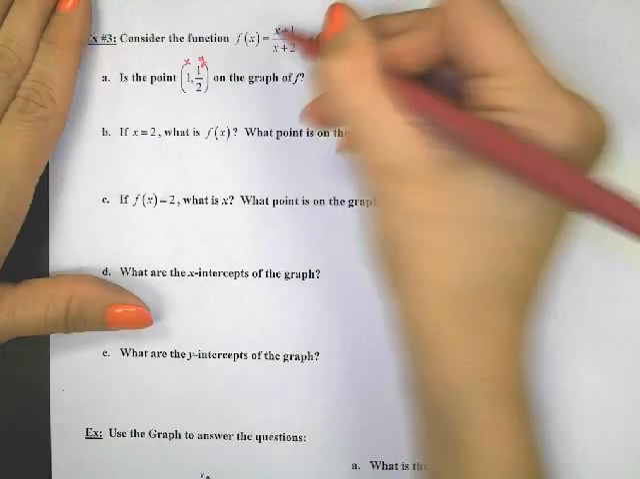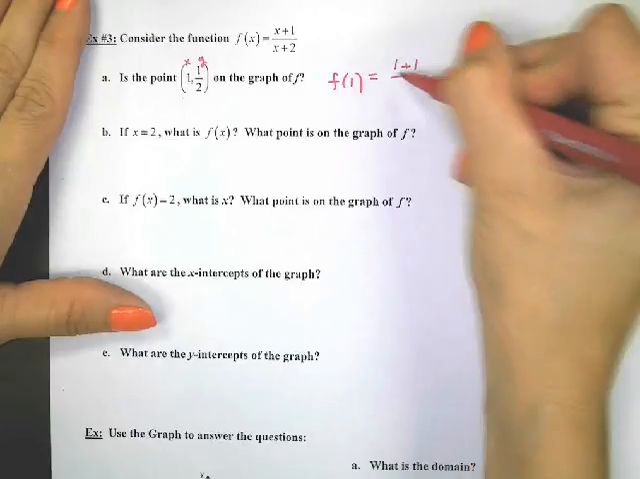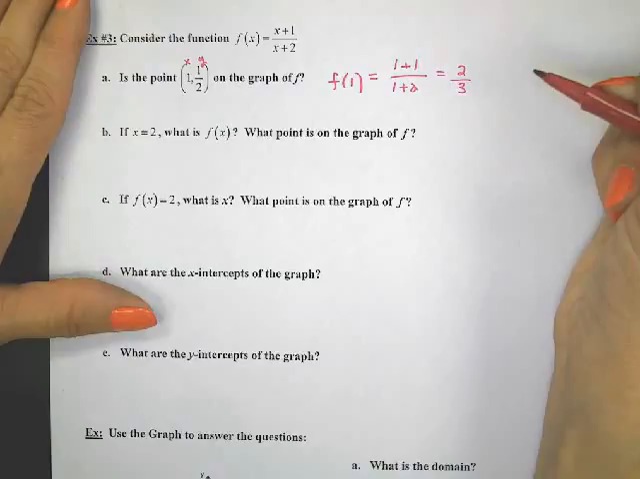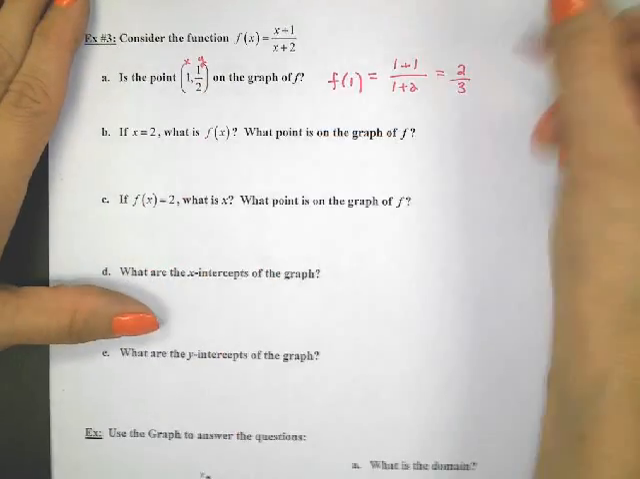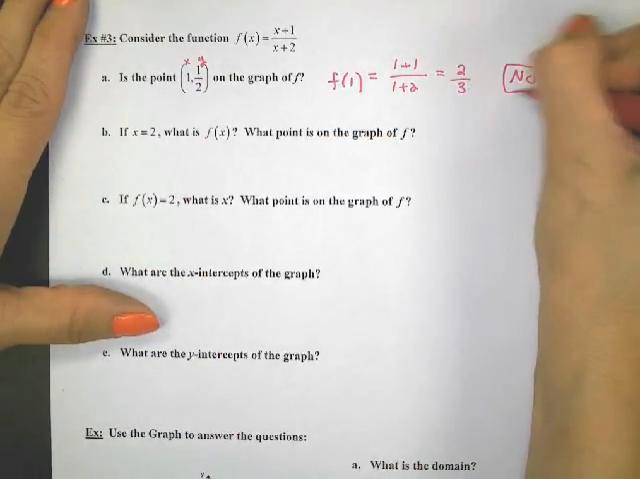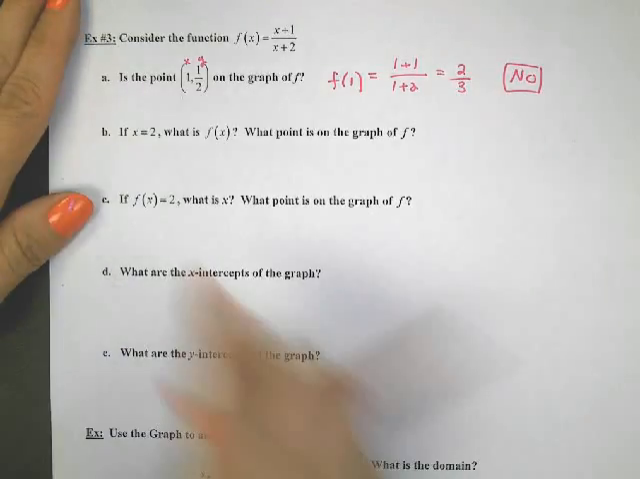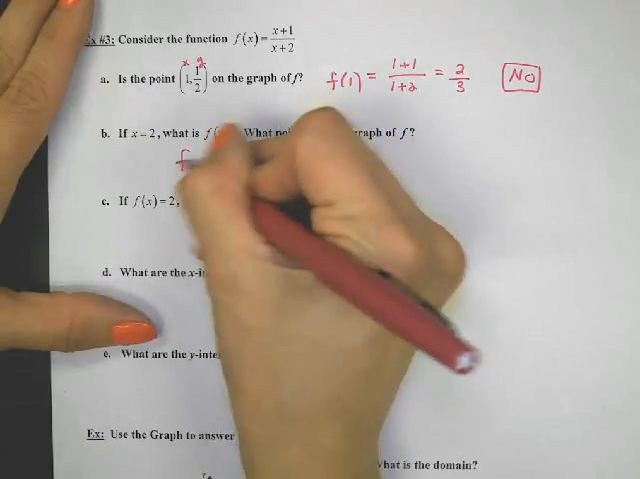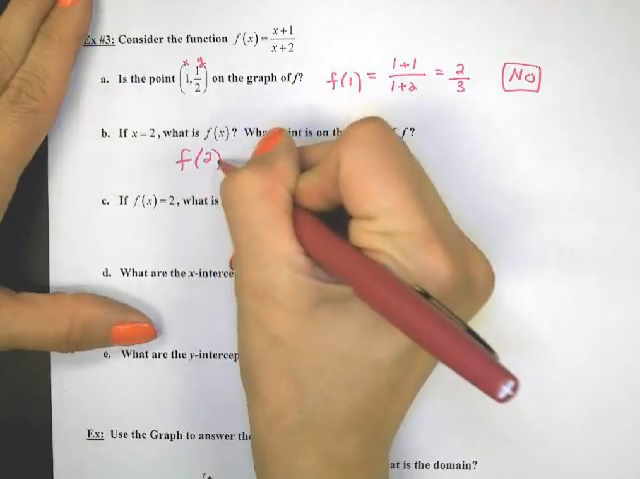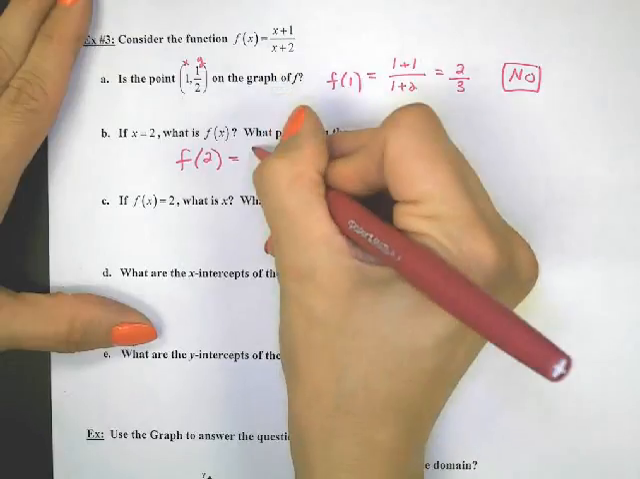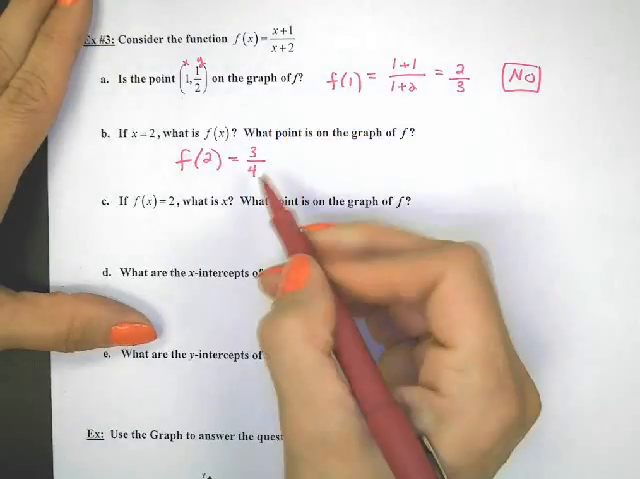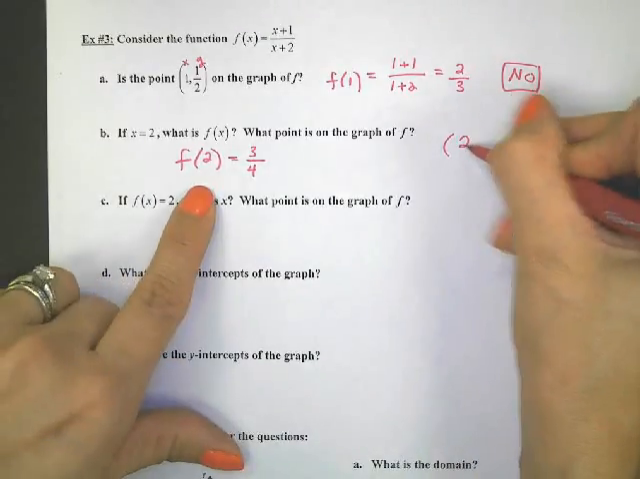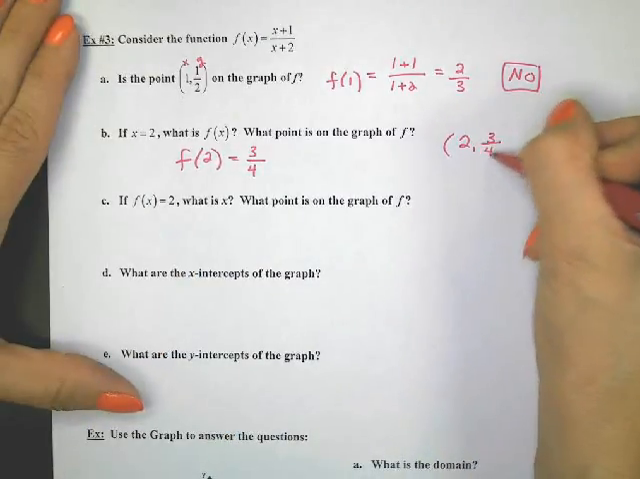Okay, so if x is 1, my input is 1 plus 1 over 1 plus 2, and I get the answer of 2/3. Well, that's not 1/2, so the answer is no. Okay, part B. If x is 2, what is f of x? So now they want me to put 2 in as the input. If I put 2 in, 2 plus 1 over 2 plus 2 is 3/4. The output is 3/4. What point is on the graph? Well, that's easy. It's the point (2, 3/4).